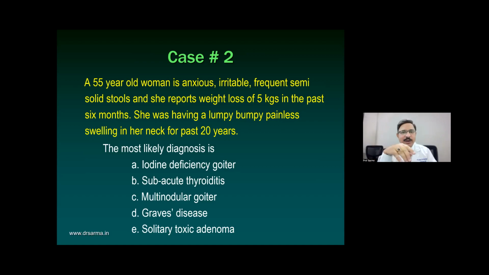very bad. Iodine deficiency never produces hypothyroidism. It produces hyperthyroidism. Graves' disease gives diffuse enlargement, not a bumpy, lumpy thyroid. No ophthalmic symptoms are reported. Solitary toxic adenoma also will not be lumpy bumpy. So it looks like it is multinodular goiter. How do I confirm the diagnosis? The radioiodine scan will demonstrate multiple nodules.